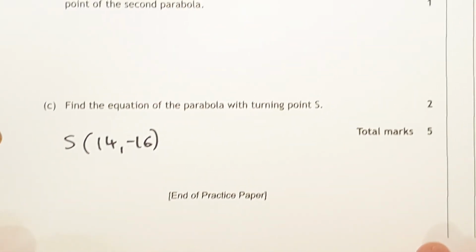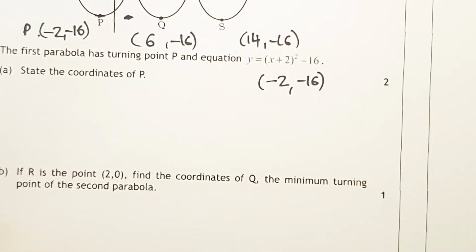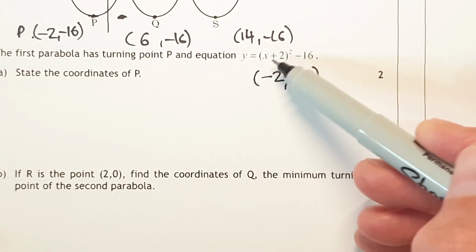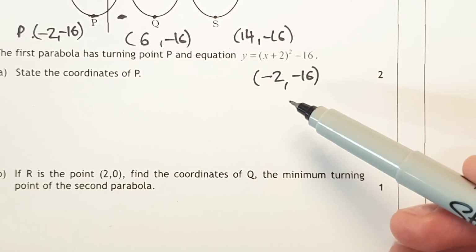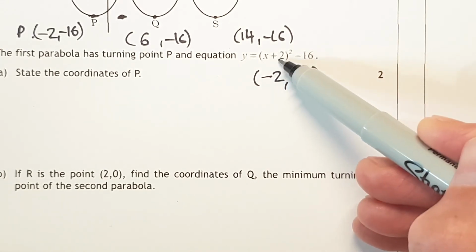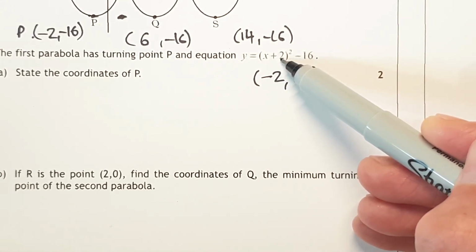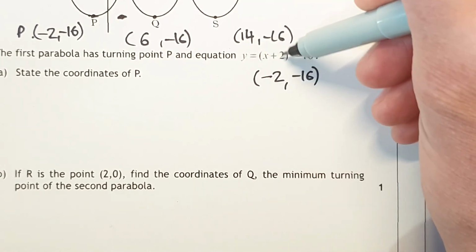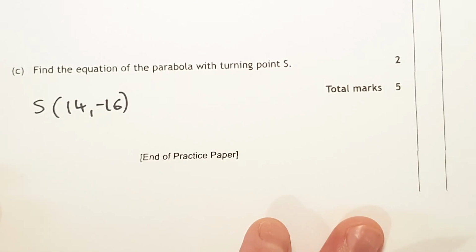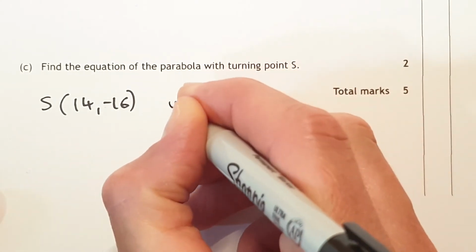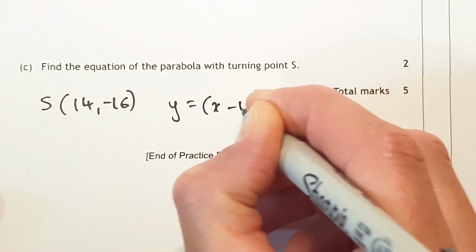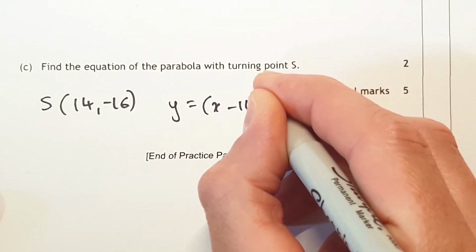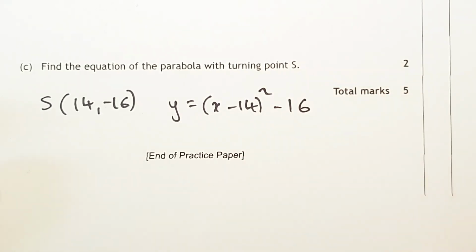Now, just like the completed square form we had earlier gave us the coordinate negative 2, negative 16, I'm just going to have negative 16 on the end still, but rather than having 2 here, I'm going to have negative 14, because we've got 14 here and you change the sign inside the bracket. So it's going to give us y equals (x minus 14) all squared and then minus 16.